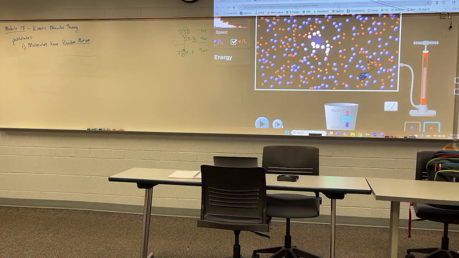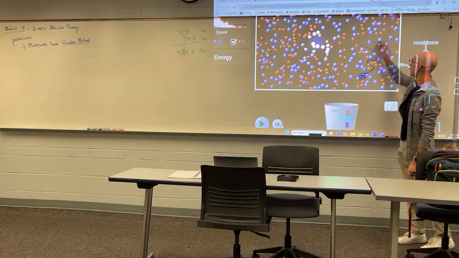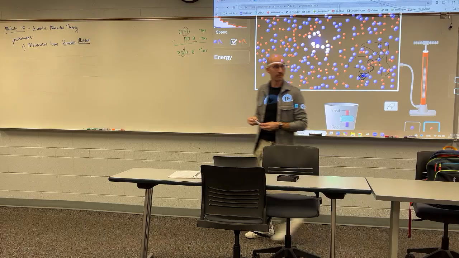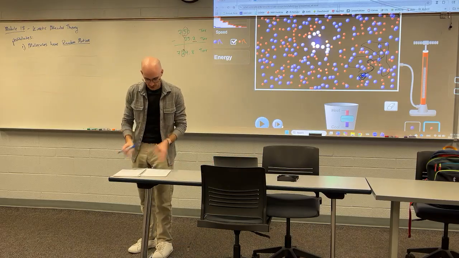Random motion. If we traced this long enough, we'd see that its motion looks rather chaotic, all over the place. And that's how it looks for all of them. These gases are made up of tiny particles, and those particles have random motion.